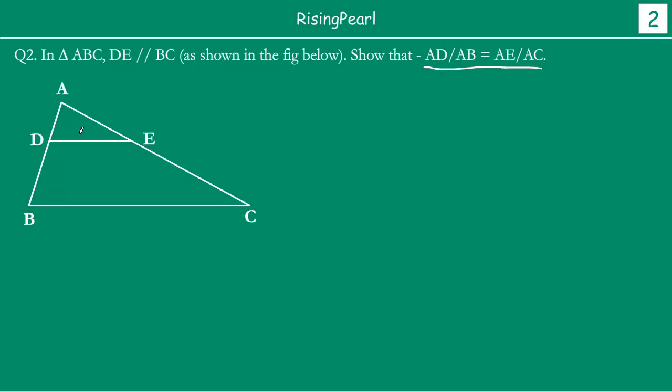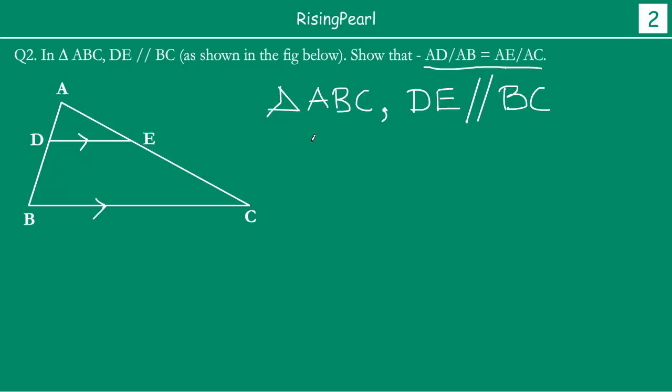Because these are parallel, if you take triangle ABC, you have DE which is parallel to BC. So what can we say? Let's write the triangle. In triangle ABC, we are given that DE is parallel to BC. This is given. So we can say from the basic proportionality theorem that AD divided by DB must be equal to AE divided by CE. If you have a parallel line, that line intersects the other two sides of the triangle in the same ratio.